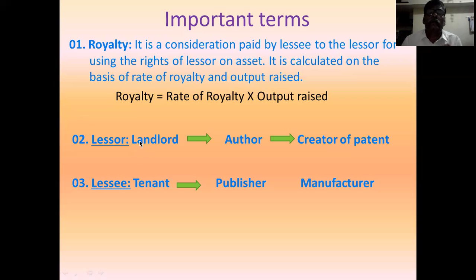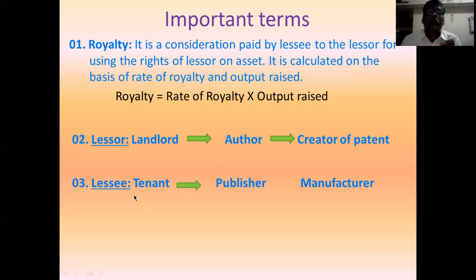So lessor may be landlord. Landlord is a lessor. Or author. Author is a lessor. The author gives his rights on the manuscript of the book to the publisher. Therefore, author is a lessor. And creator of patent, meaning the research persons who create the patent, is a lessor.